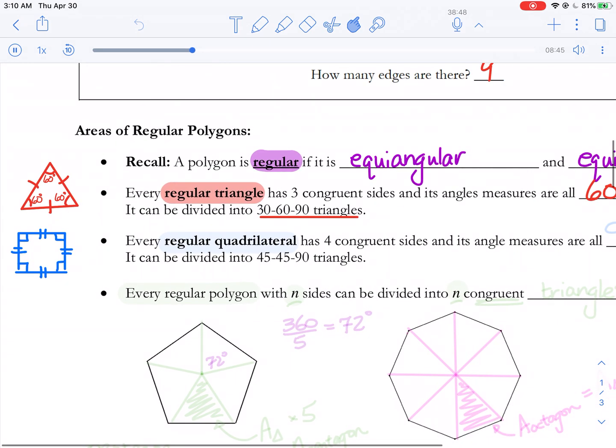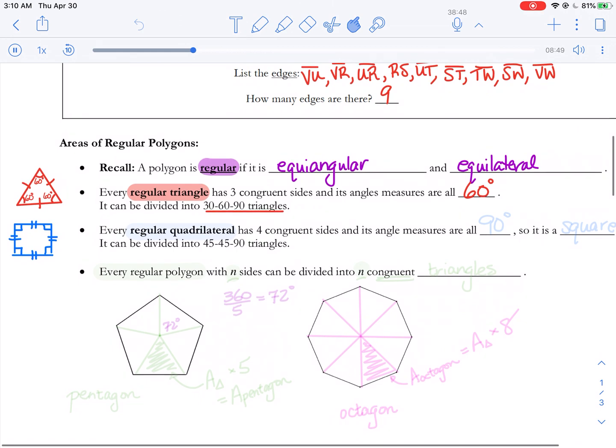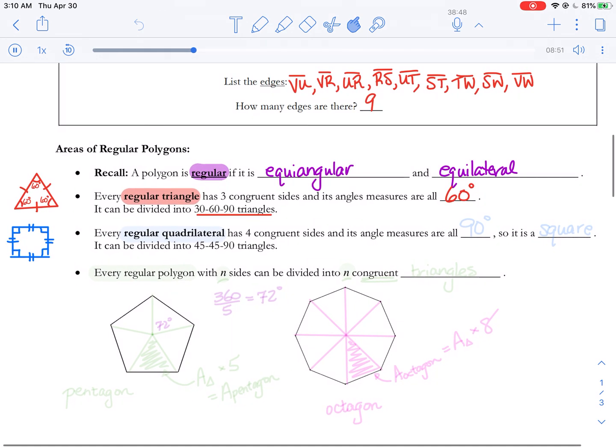All those angle measures are what? 90. It's a square. So every regular quadrilateral will have 4 congruent sides. Its angle measures are all 90. So it's a square. Okay, so those are pretty basic, simple. The last kind of regular polygon that we're going to talk about in detail is a hexagon.